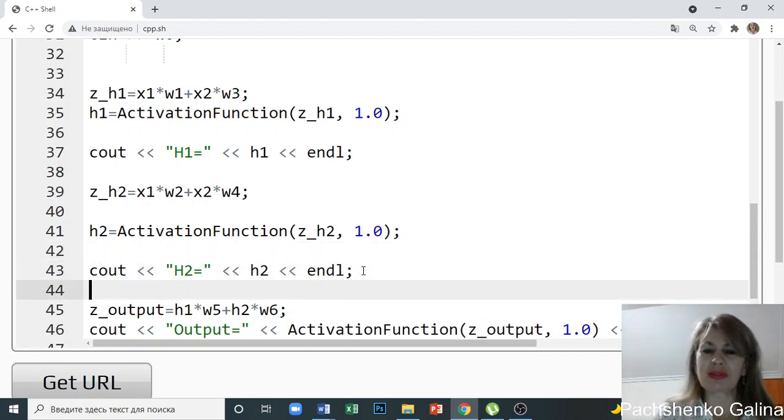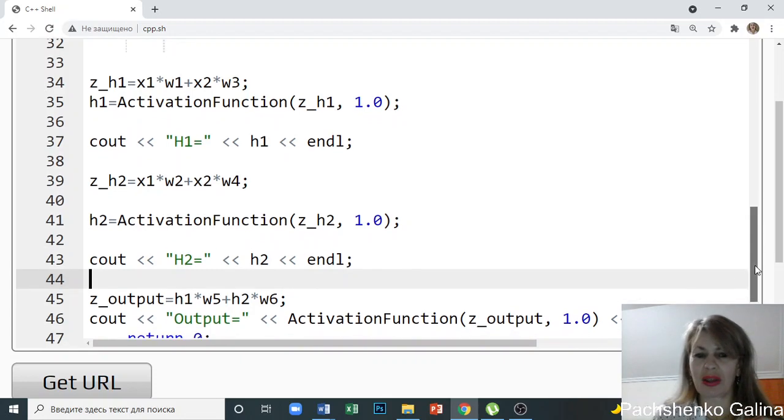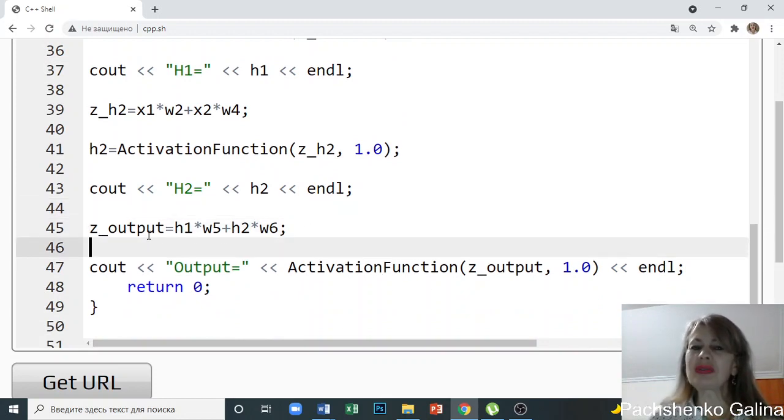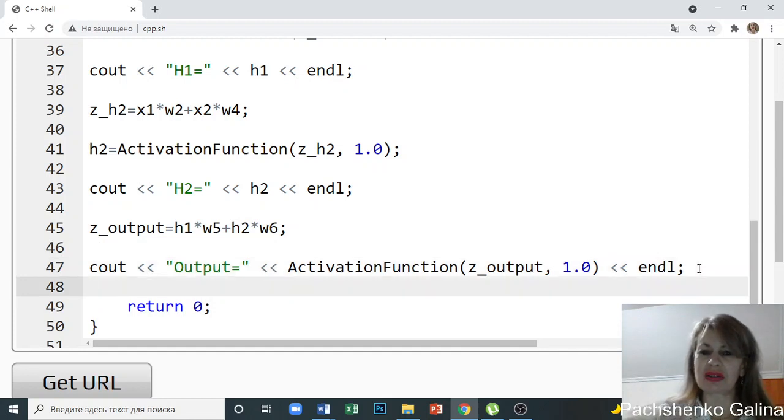And then I display on the screen h2, the output of my neuron 2, is equal to, and here goes the value. Then in this line I calculate the sum function for my neuron 3. Then I call the sigmoid activation function, and display on the screen that the output of the whole neural network is equal to, and here goes the value.